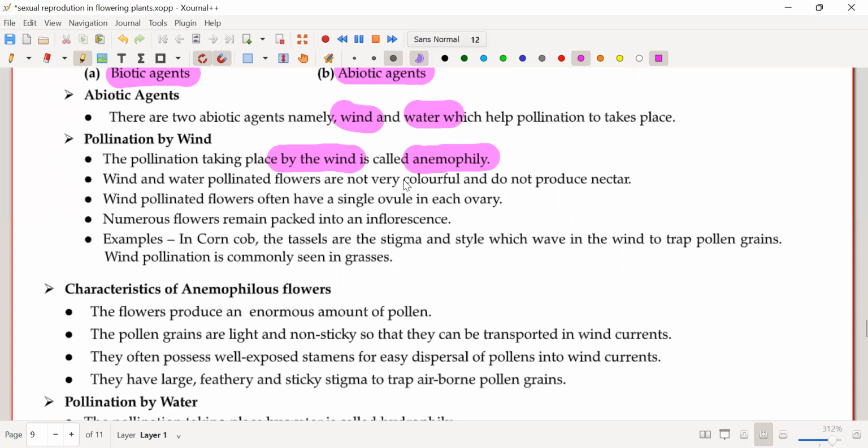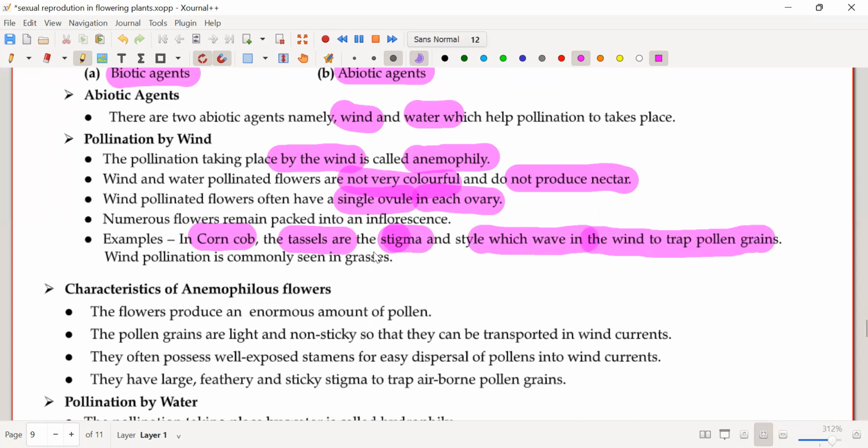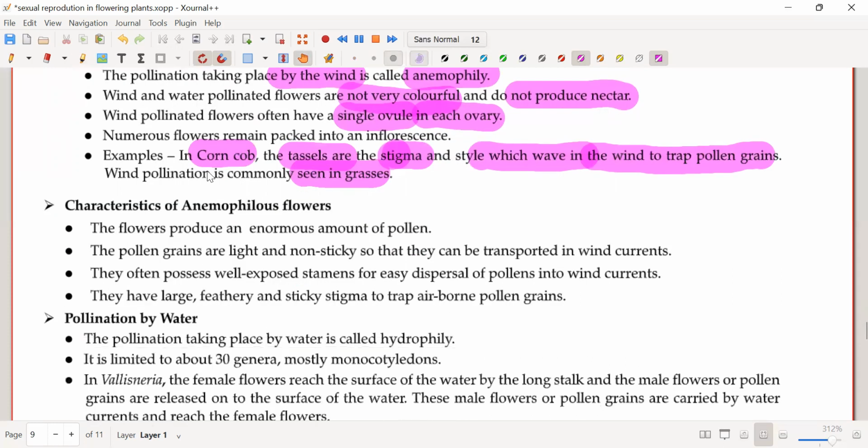Wind and water pollinated flowers are not very colorful. They do not produce nectar. Wind pollinated flowers often have a single ovule in each ovary. Numerous flowers remain packed in an inflorescence. Example, corncob, tassel. Tassels are the stigma and style which wave in the wind to trap the pollen grains. Wind pollination is commonly seen in grass.